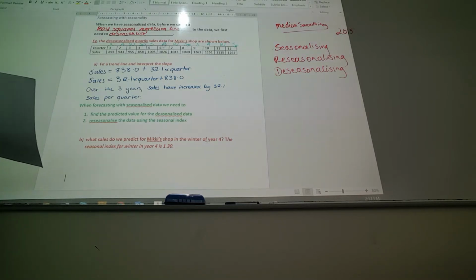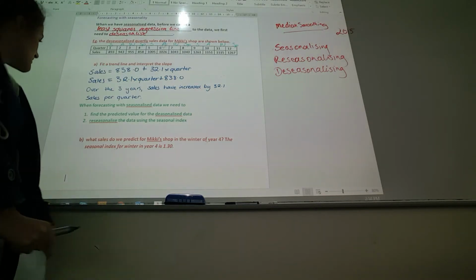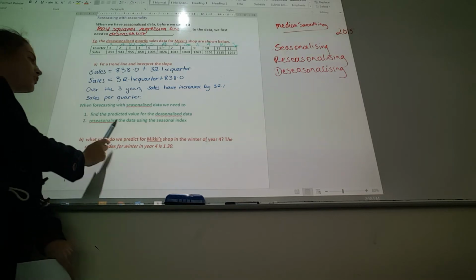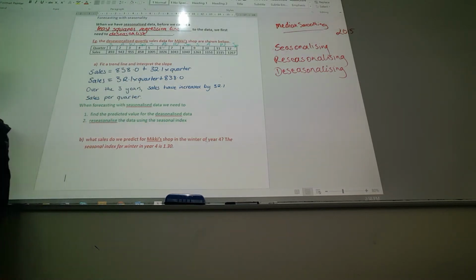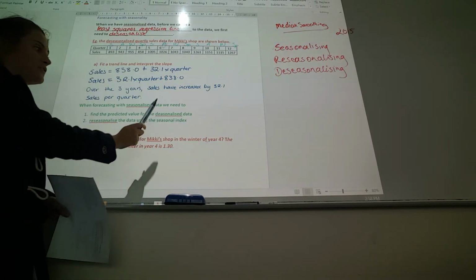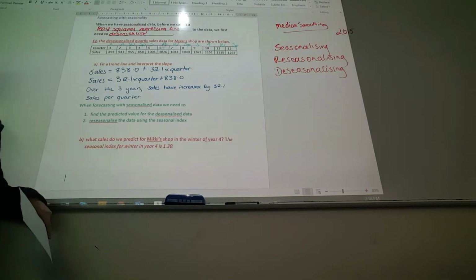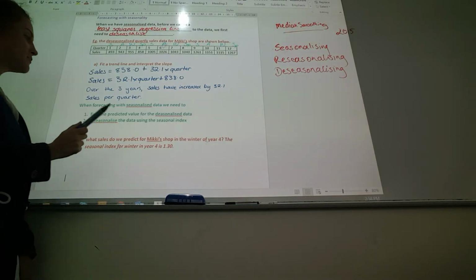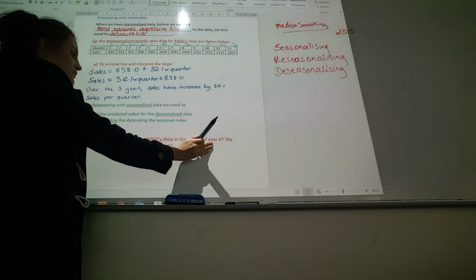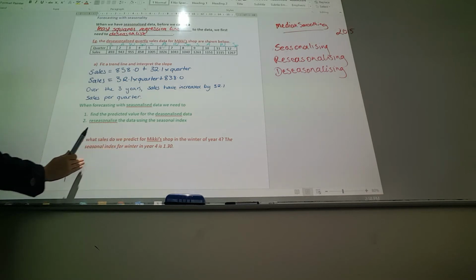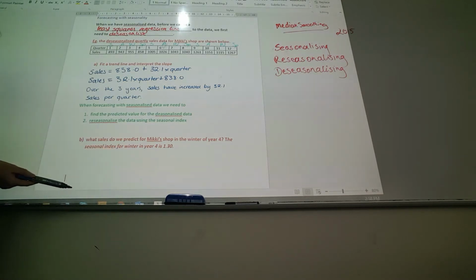All right, the last bit for the whole topic. Get excited. All right, when forecasting with seasonalised data, there are 2 steps. First, we need to find the predicted value for the deseasonalised data. Then we need to re-seasonalise the data using the seasonal index. So, what sales do we predict for Mickey's shop in the winter of year 4? The seasonal index for winter in year 4 is 1.3.